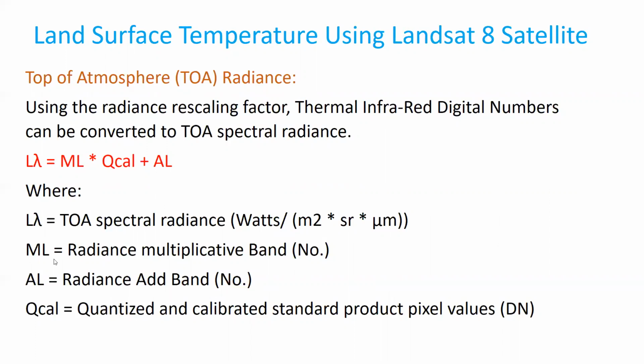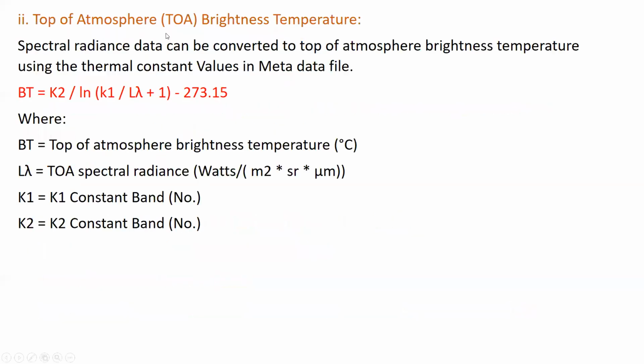L lambda is equal to ML into Qcal plus AL. So L lambda means top of the atmospheric spectral radiance, and ML means radiance multiplicative band, and AL means radiance add band. Qcal means quantized and calibrated standard product pixel values. Mostly this is the formula that we are going to use to calculate the land surface temperature. It's very simple to calculate the land surface temperature. We have certain formulas where we just add some bands or anything else, and you can easily calculate the land surface temperature.